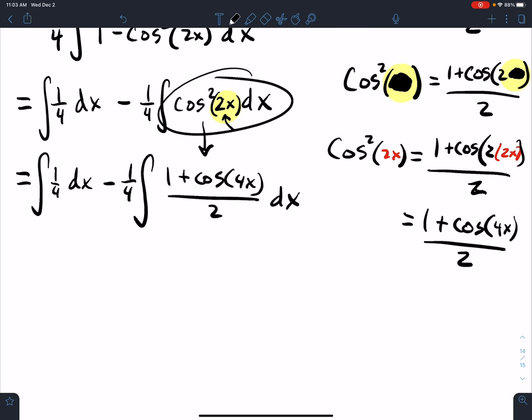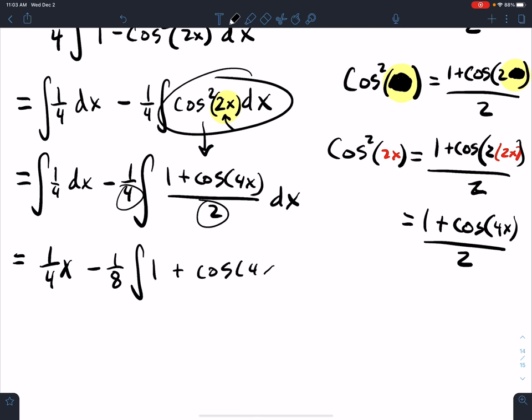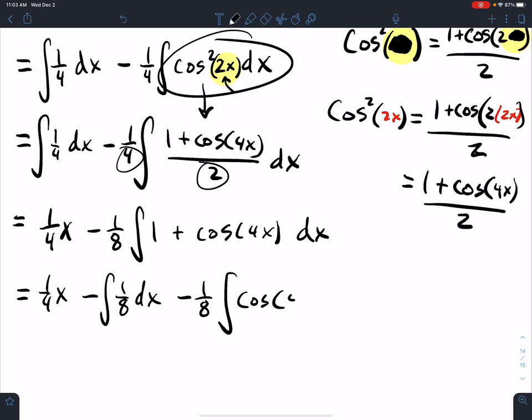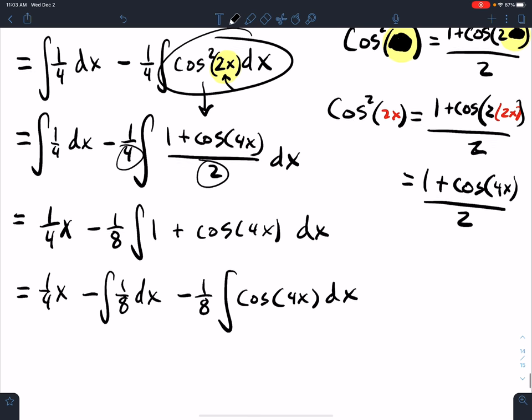All right, so integral of 1/4 is 1/4 x. And then I'm going to have what? Well, dividing by 2 and multiplying by 1/4, that's going to get me this negative 1/8 going on here. Now I have 1 plus cosine of 4x. Okay. So I'm going to break this up again. So I have 1/4 x minus, and then integral 1/8 dx minus 1/8 cosine 4x dx here.